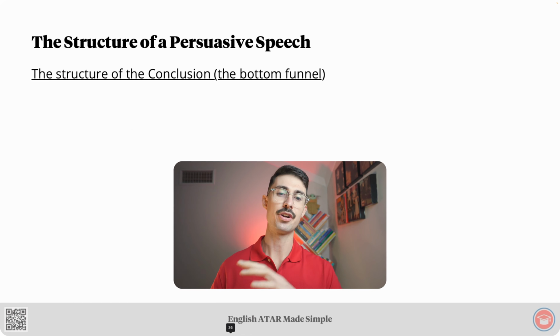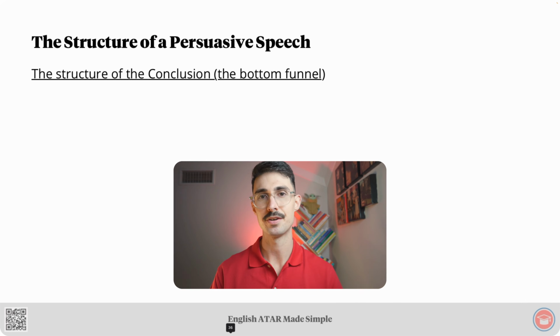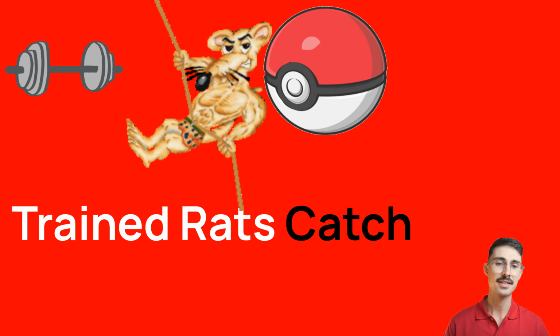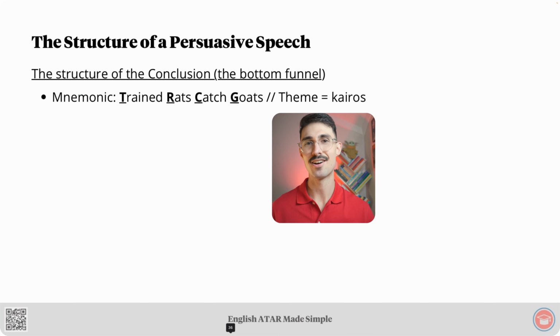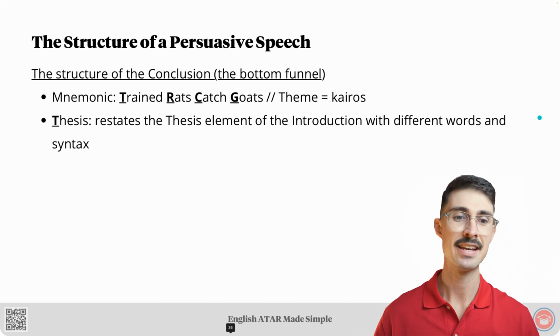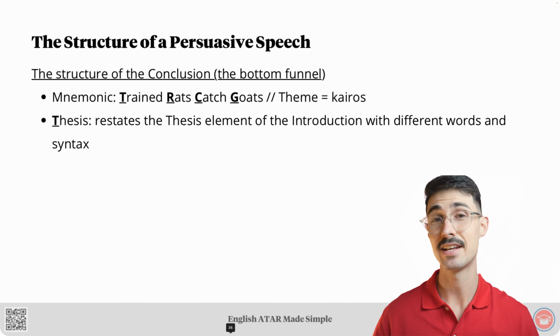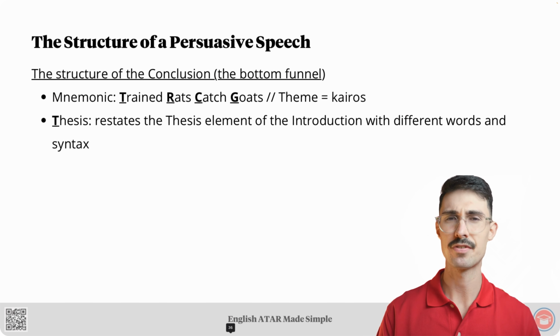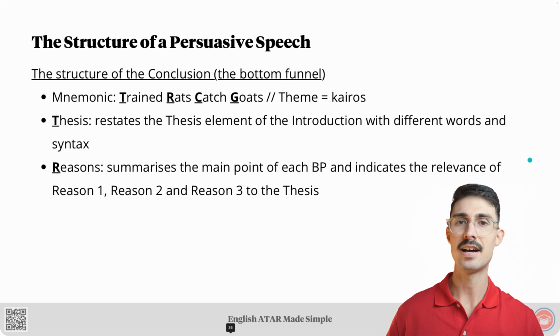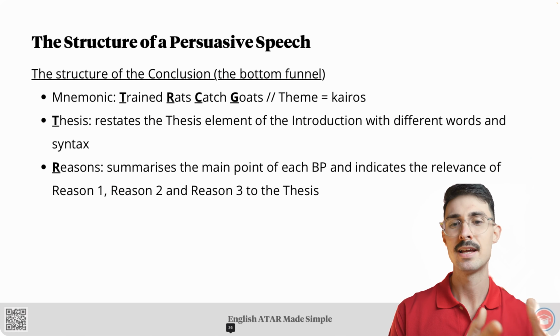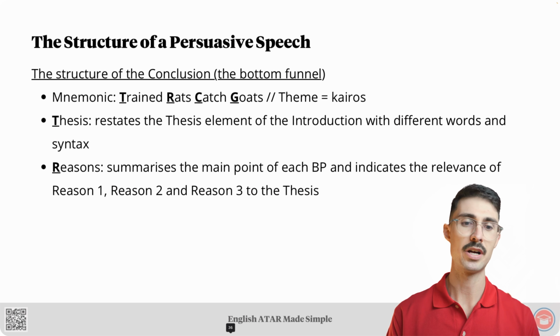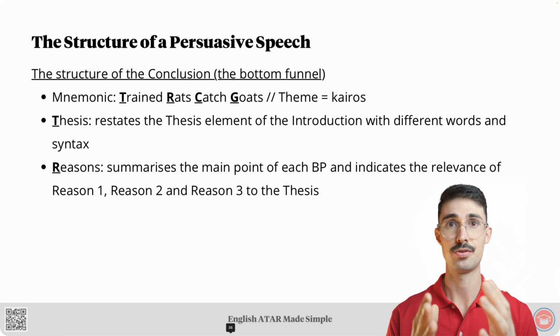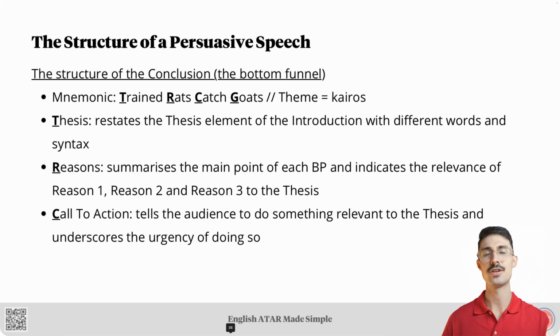The final component of the structure of a persuasive speech is the conclusion, the bottom funnel. The mnemonic is trained rats catch goats, and the theme is kairos. The T is the thesis, and the thesis restates the thesis element of the introduction with different words and different syntax. The R stands for reasons. This one summarizes the main point of each BP and indicates the relevance of reason 1, reason 2, and reason 3 to the thesis. From this element, we go to the CTA.